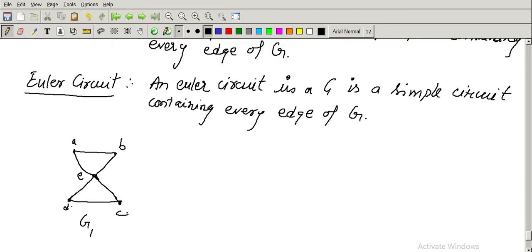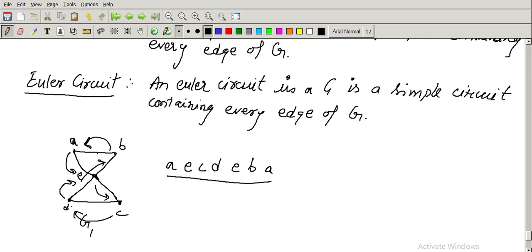So in G1 we can say easily that if I travel from A, then we go to E, then to C, then D, then E, then B, then A. So A to C, A to E, then E to C, then C to D, then D to E, then E to B, and then B to A. In that case we find there is an Euler circuit, because according to the definition, an Euler circuit in a graph is a simple circuit containing every edge of G. We have covered all the edges, so this is an example of an Euler circuit.